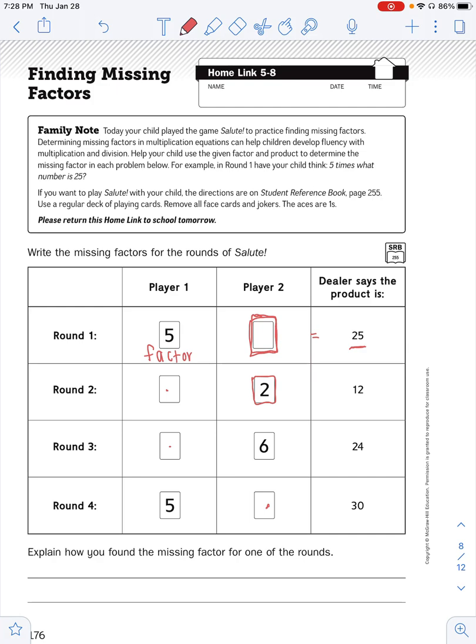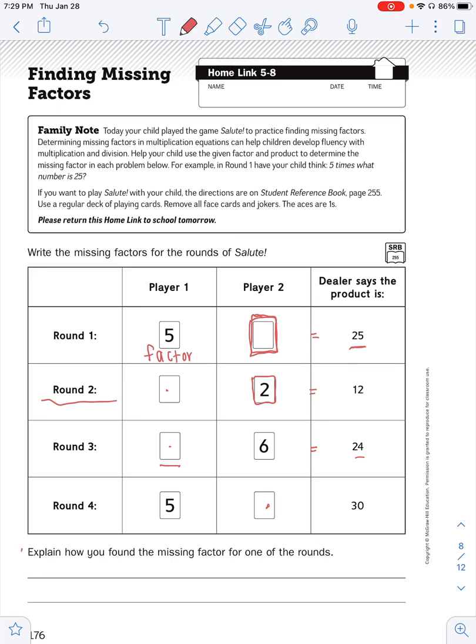If you do not have anybody else to play with, you're going to do it this way. So look at round 2. It says blank times 2 equals 12. So you have to find out, what can I multiply by 2 to get me to 12? And same with the next one. Blank times 6 equals 24. What can you multiply by 6 to give you 24? And do that for the last one as well.